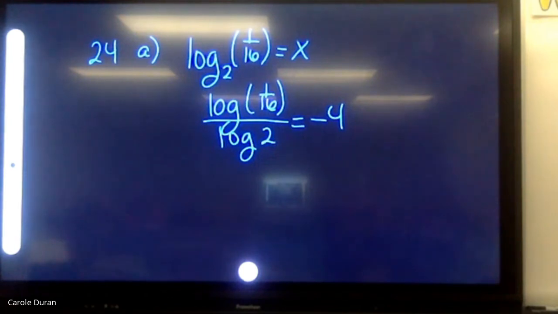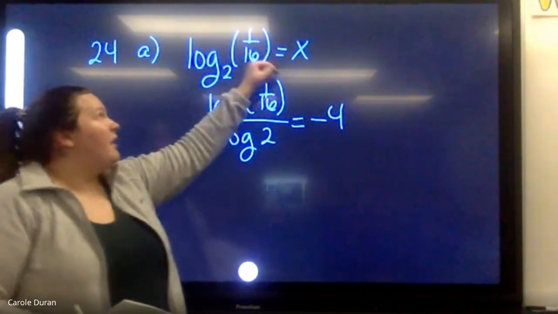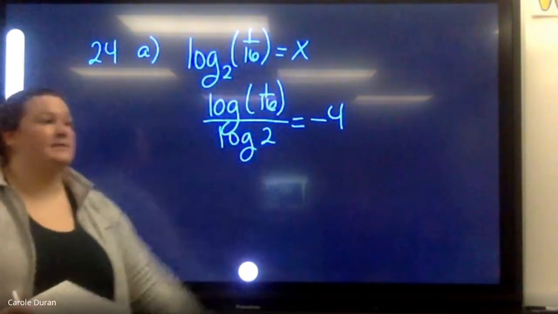It makes sense though, because 2 to the 4th is 16. So if I make it -4, that 16 moves to the opposite side of the fraction. That's the answer, -4. So you can just plug these into your calculator and it'll give it to you if I have a base that's a number and what I'm taking the log of is a number, yes, absolutely.